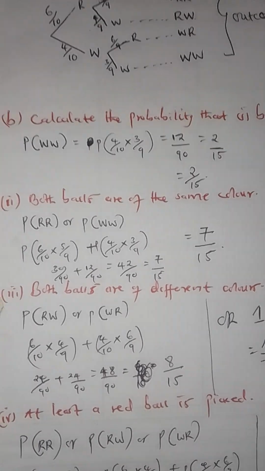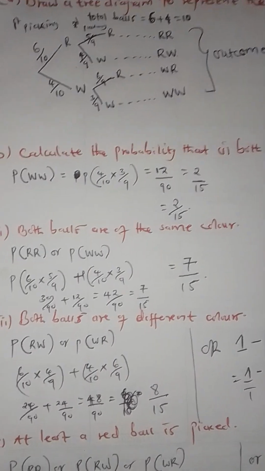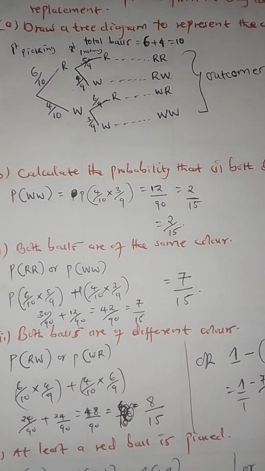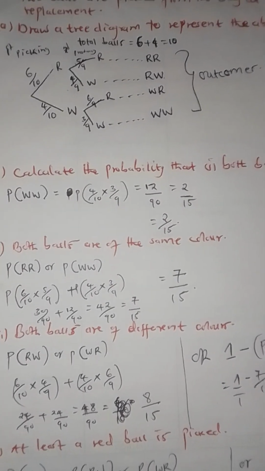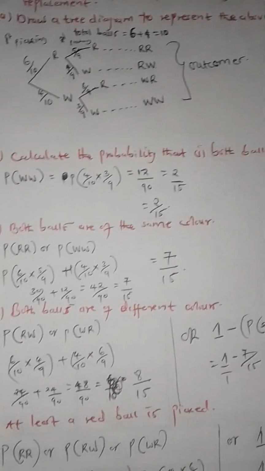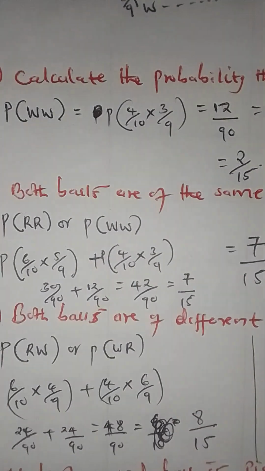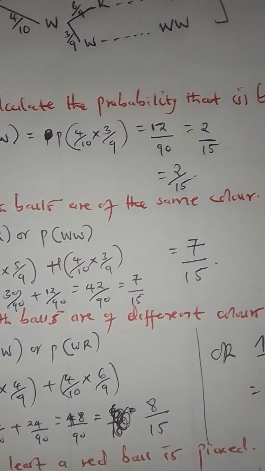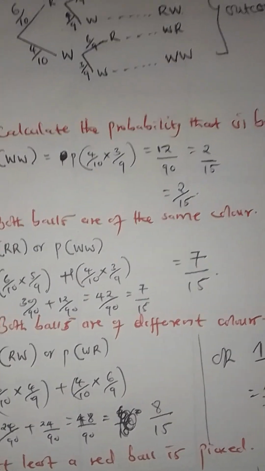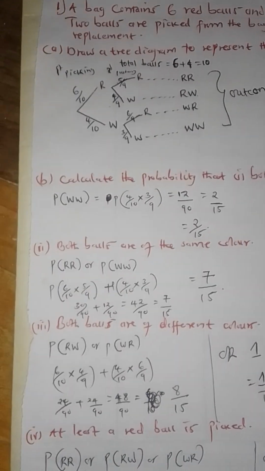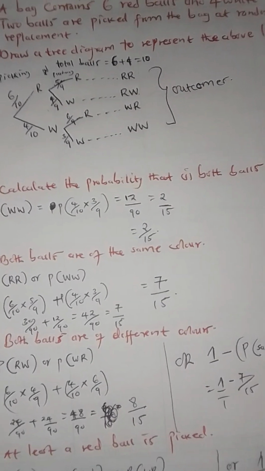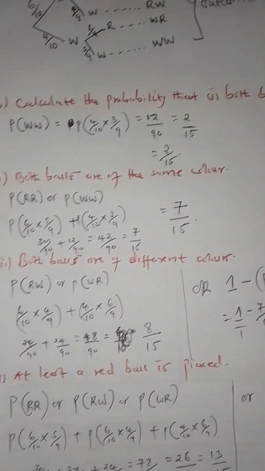Therefore, it is 6 over 10 times 5 over 9, following the chain of red red, then plus, if we follow the chain of white white, we have 4 over 10 times 3 over 9, and that gives us 30 over 90 plus 12 over 90, and that is equivalent to 42 over 90. Then divide by 6, that is 7 over 15. Therefore, the probability of picking the balls of the same color is 7 over 15.